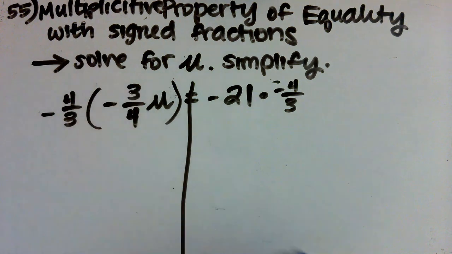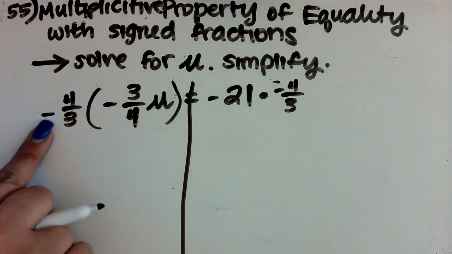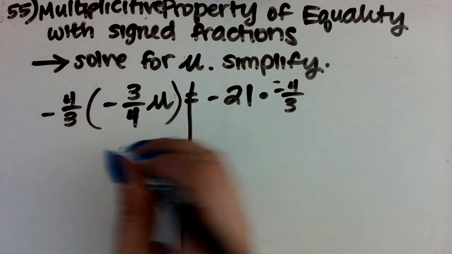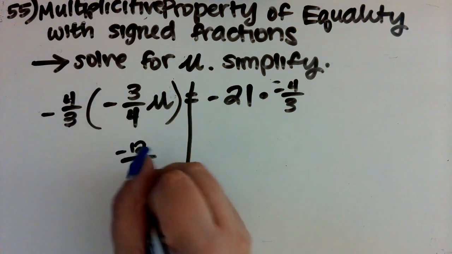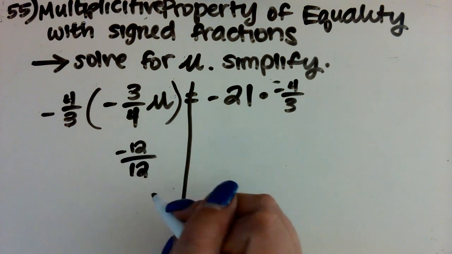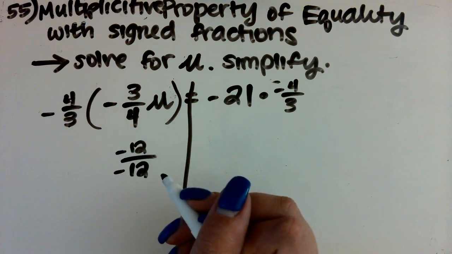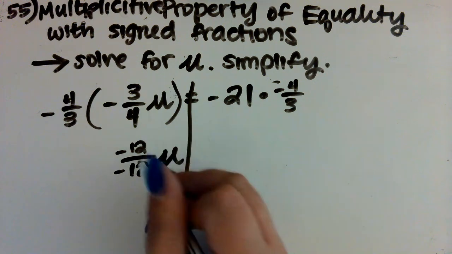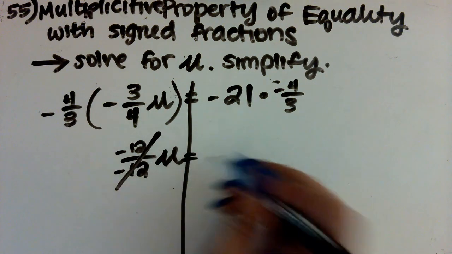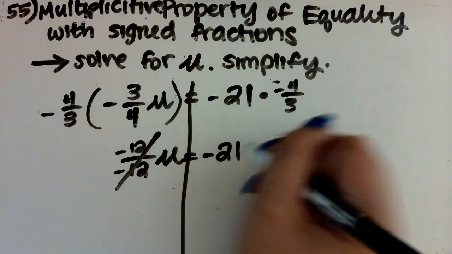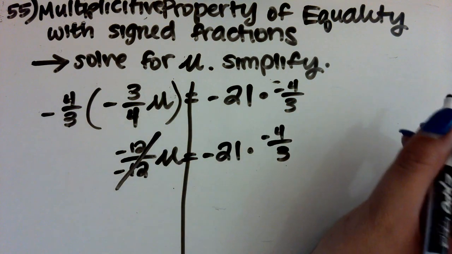Now this time I'm just going to show you guys what this looks like so I can show you that it cancels out. -4 times -3 is 12. 3 times 4 is 12. -12 over -12. We end up with a positive u is equal to -21 times -4 over 3.